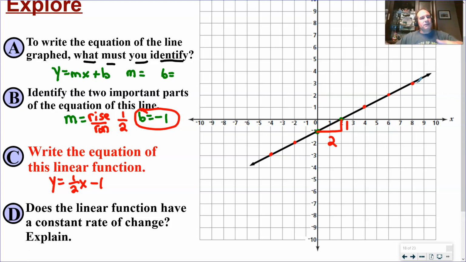All right, so let's answer D. Does this linear function have a constant rate of change? Explain. A line has a constant rate of change. Let's prove it. So I am going to go over and up. This is to the right. 1, 2. Over and up. That's 2, 1. Rise 1 over 2. Same thing. And I did this one. Same thing. Does it have a constant rate of change? Yes, it does.